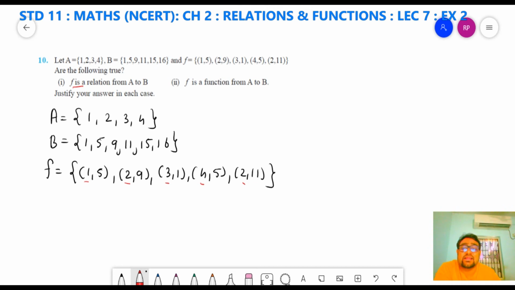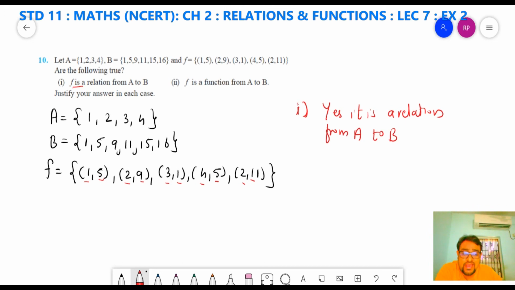And the image must belong to the codomain. So yes, 5 belongs to B, 9 belongs to B, 1 belongs to B, 5 belongs to B, and 11 belongs to B, right? So yes, in the first case we will say yes, it is a relation from A to B. Clear?